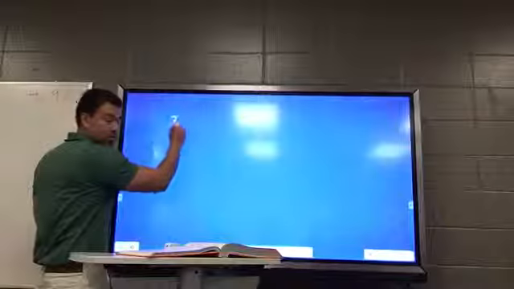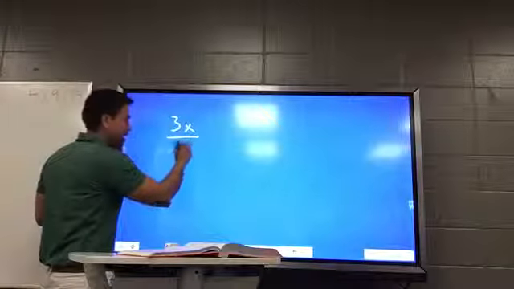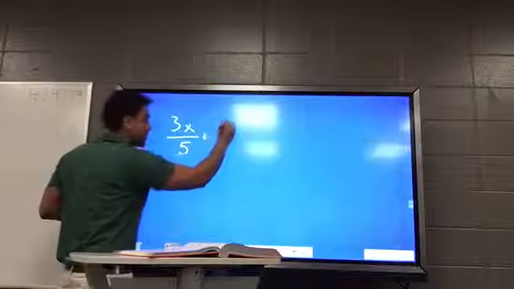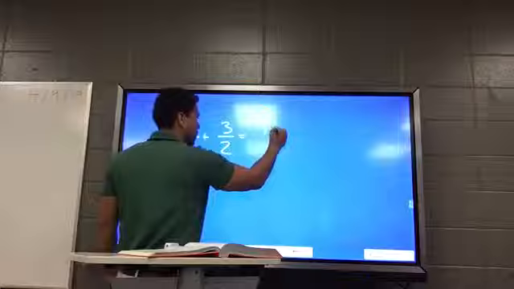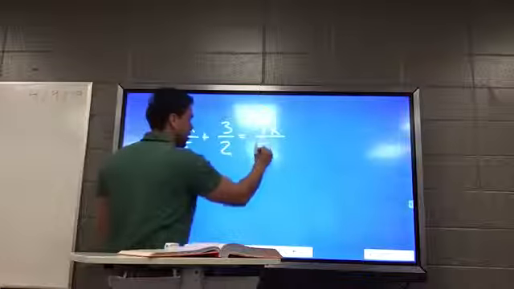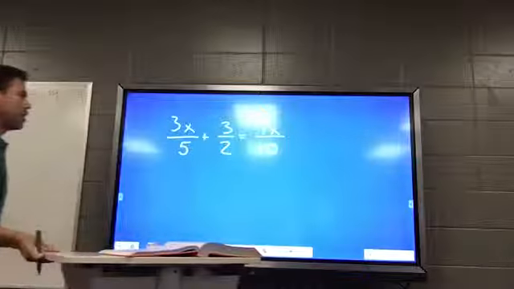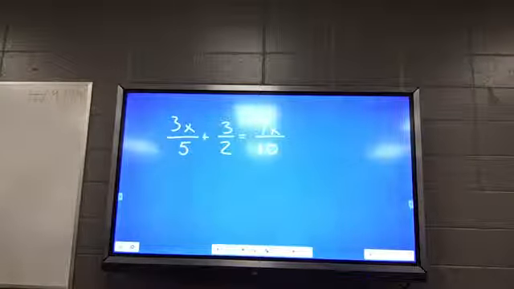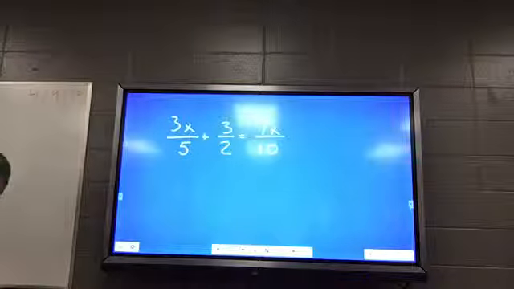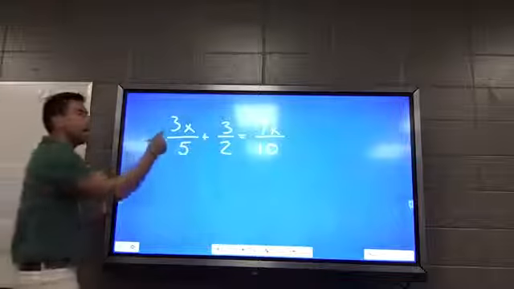Let's do this one. 3x over 5 plus 3 over 2 equals 7x over 10. Okay, that's a good one. All right, listen carefully. Is this a proportion? No. It is 2 fractions added together equaling another fraction. That's not a proportion.